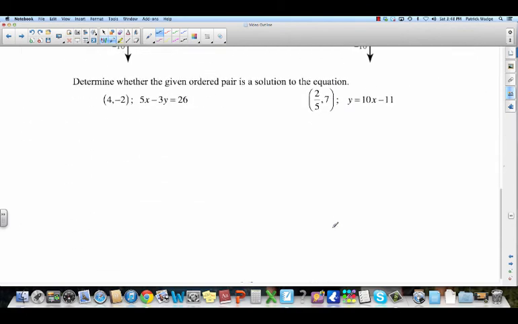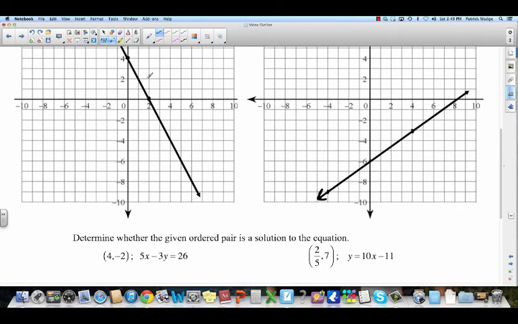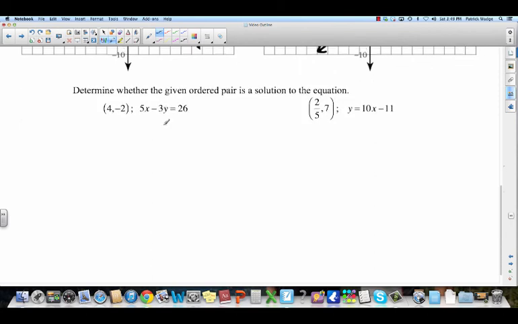Next, determine whether the given ordered pair is a solution to the equation. So remember, we said when you graph these things, there's an infinite number of points that work, all the points on the line here. But if I don't graph it, how do I know whether 4, negative 2 is one of those points on the line? How do we know whether it works? Well, you substitute the point in, don't you? What's the first value? Is that an x or a y? X. Second point's always y. Remember, alphabetical order, x, y.